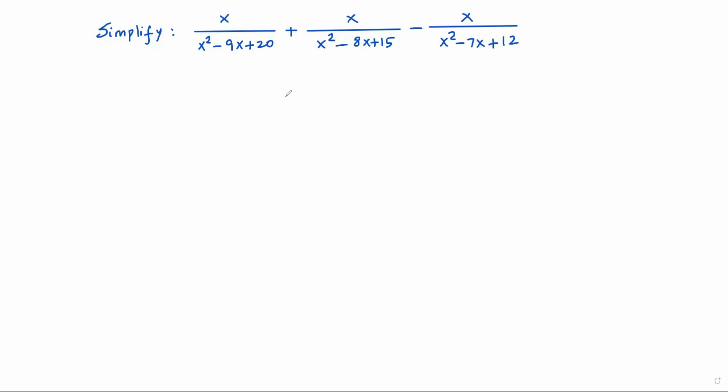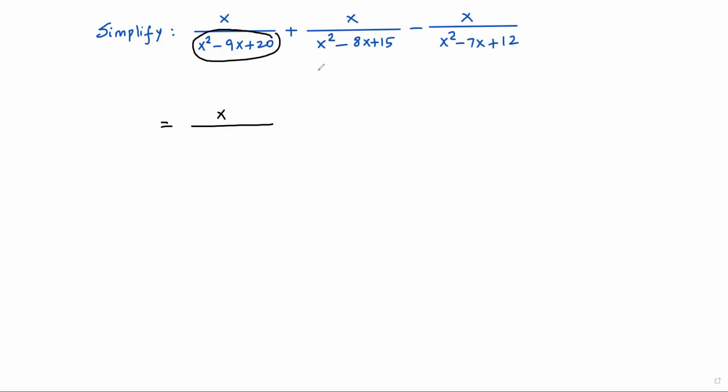To get the common denominator, I have to factor each denominator. Each denominator is a quadratic expression, so let's factor each one. The first denominator is x² − 9x + 20.